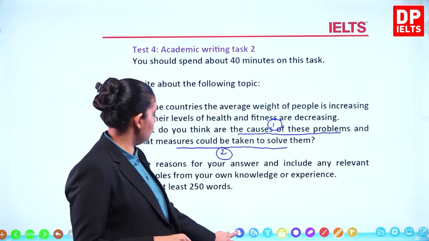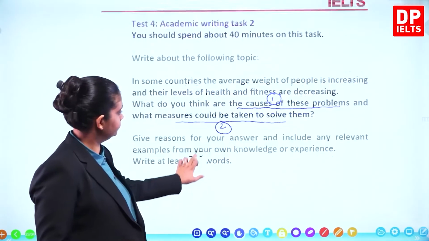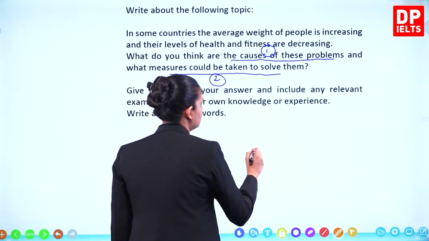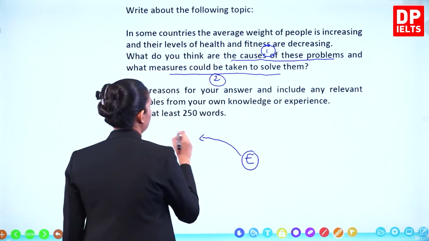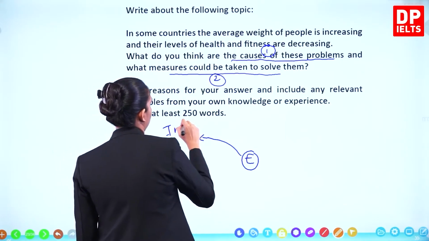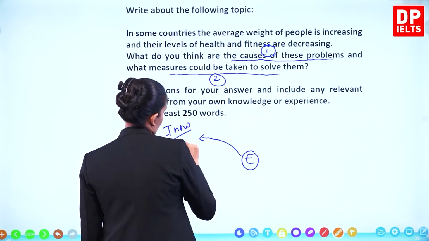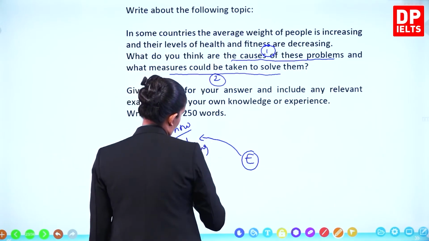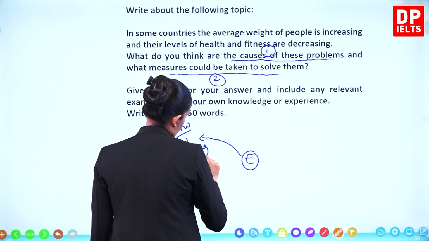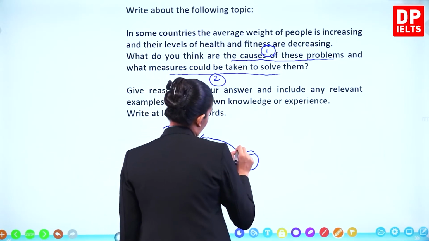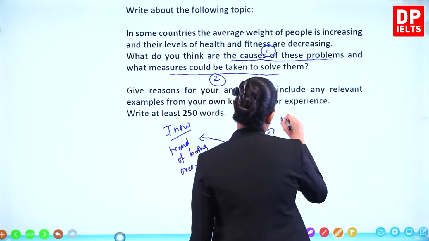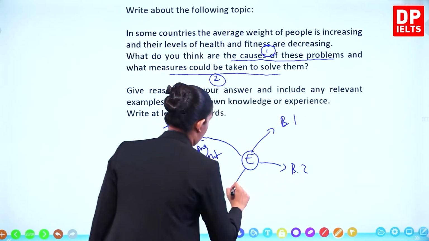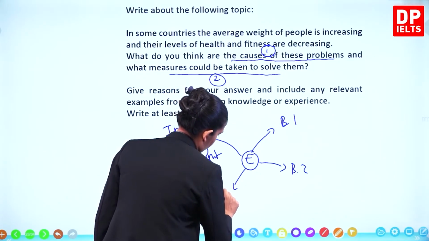So, if you were to plan this, right? So I'm writing E to just say it's your essay question, right? Intro, you talk about the trend of being overweight, right? And then you have your body 1, you have your body 2, and then you have the conclusion.